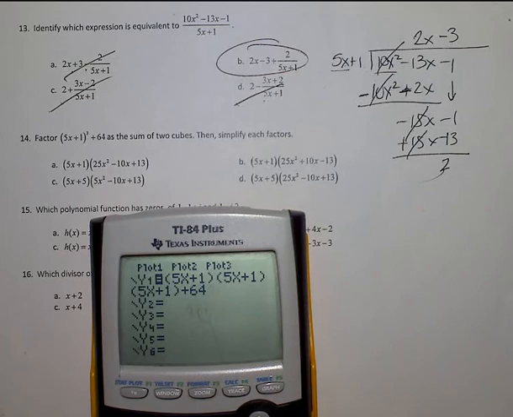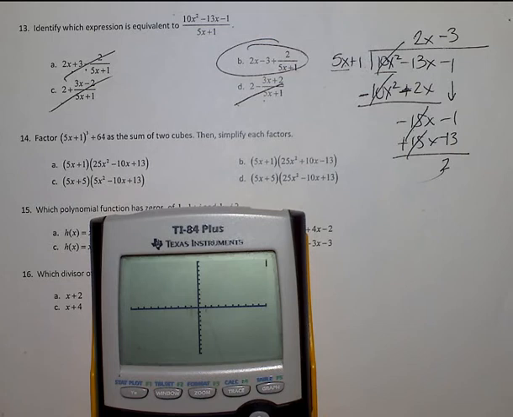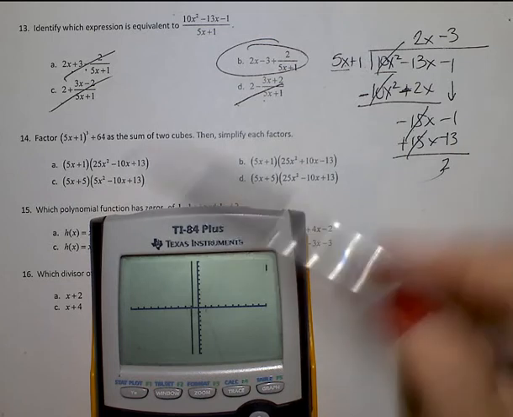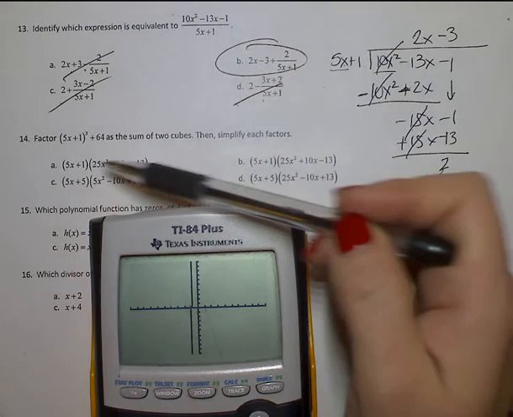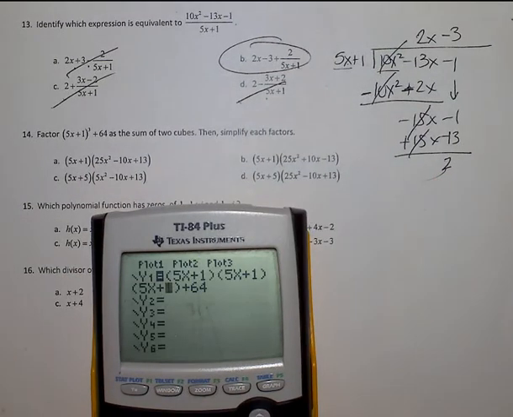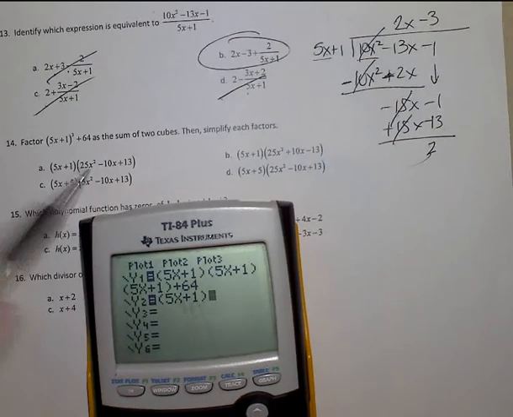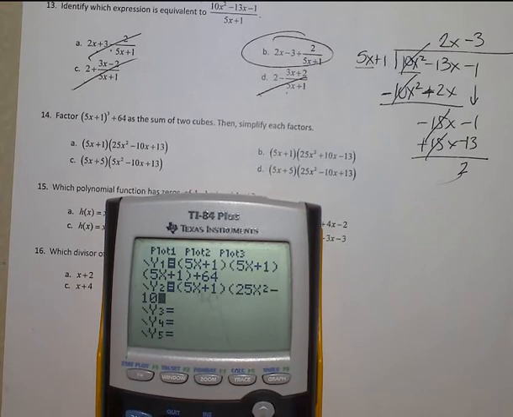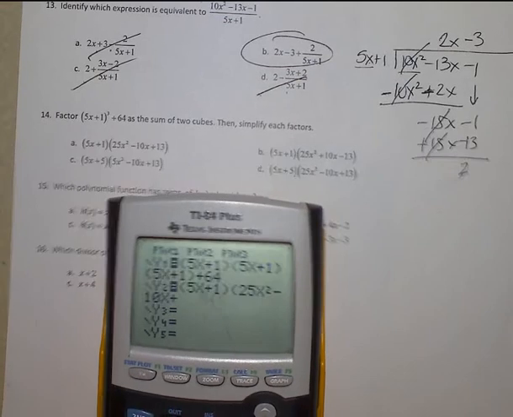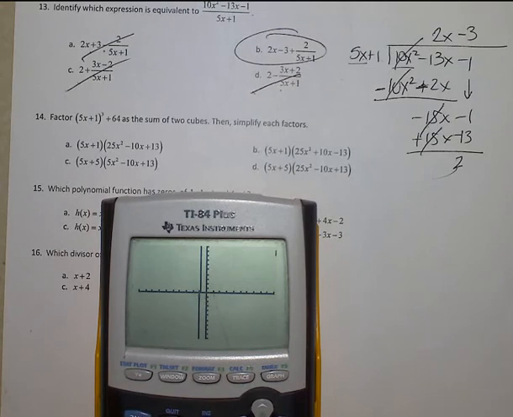All right, so we have this. Let's graph it. Now I want to know which one of these is similar. So let's start with 5x plus 1. I'm going to go to the second one, type in 5x plus 1, then 25x squared, subtract 10x plus 13. I can see they are not the same. Does everybody see how they're not the same?